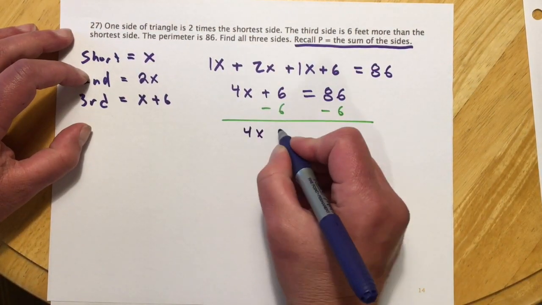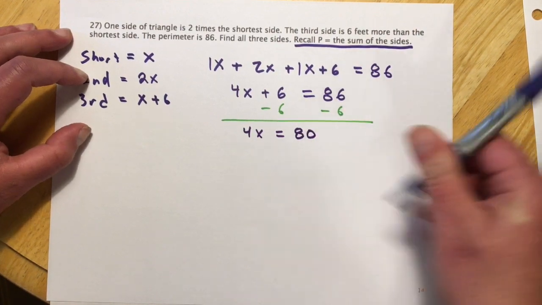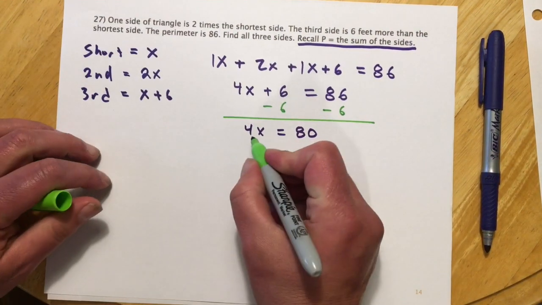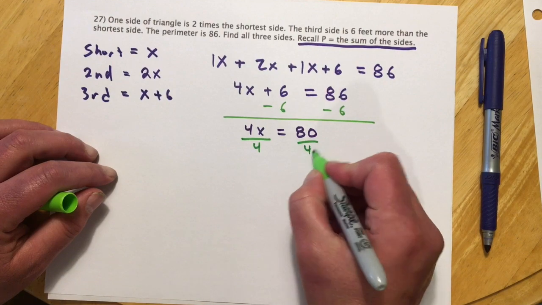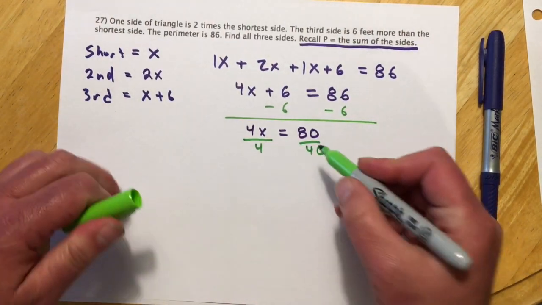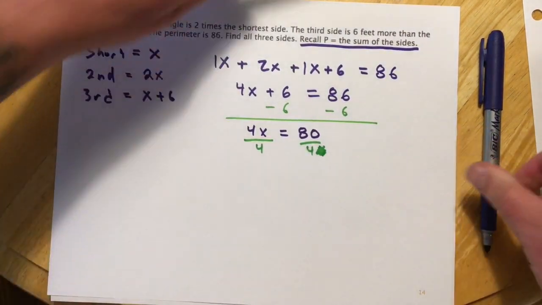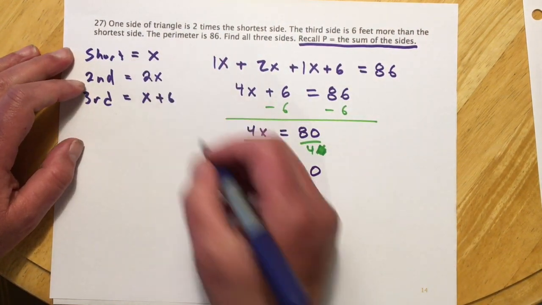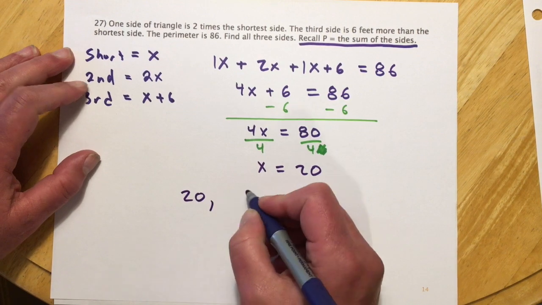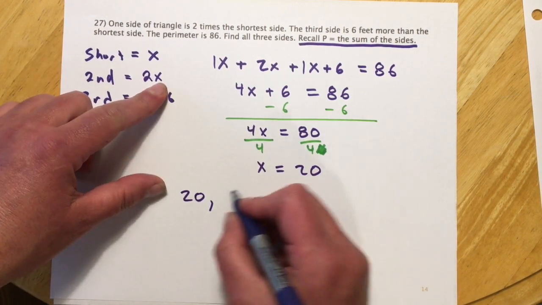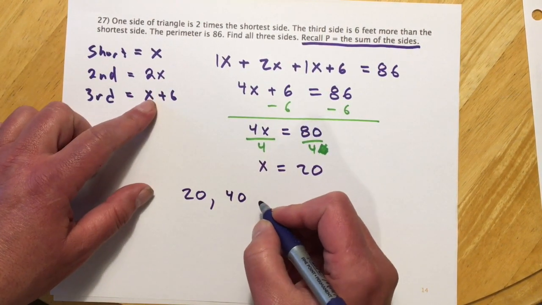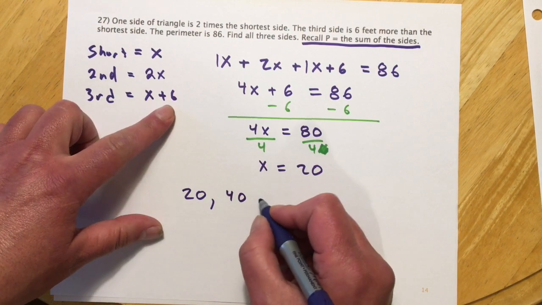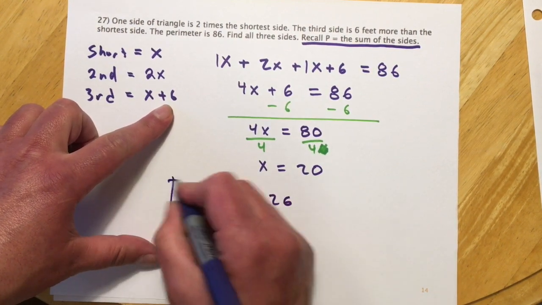And we're going to get 4x equals 80. And then divide both sides by 4. Not 40, don't know where that came from. And so then x equals 20. So that means my short side is going to be 20. The second side will be 2 times 20 or 40. And the third side would be 20 plus 6 or 26.